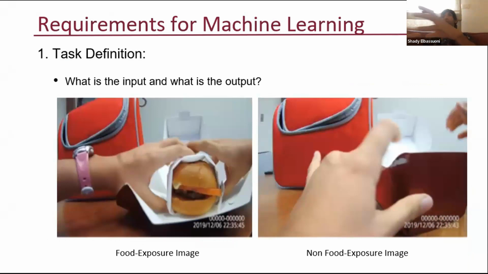Before I dwell into how we built this machine learning model and the other components of the tool, I will briefly cover the requirements for any machine learning project. Typically, one of the first requirements is to define the task: what do you want this model to achieve or perform? That's defined by specifying the input and the output of the model. In our example, we wanted the model to take an image as input and decide whether this image has anything to do with food or not.